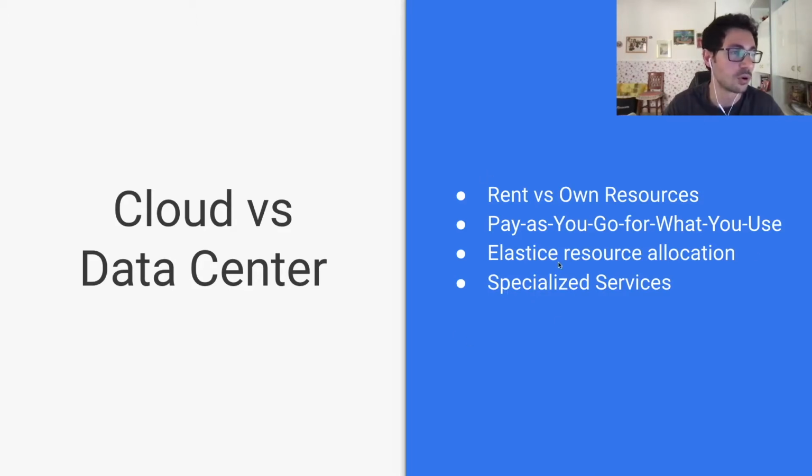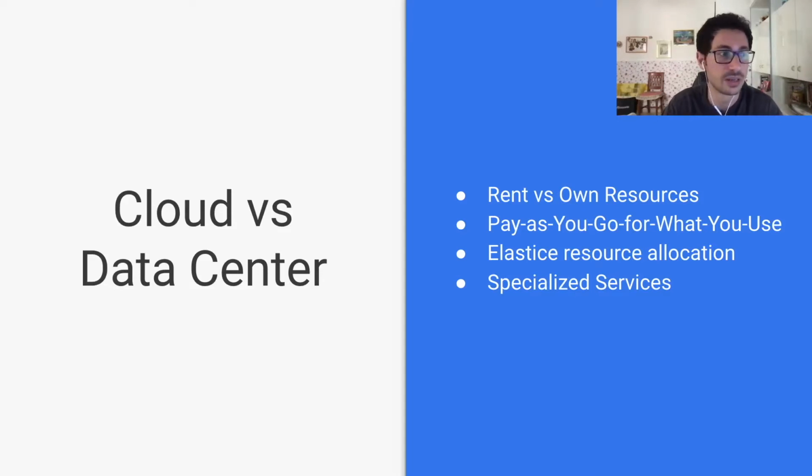There are 4 points that I put here. First point, actually the first 2 are very related, is rent versus own resources. When you own your own data center, of course you own the resources, right? But that's pretty hard to do if you're not a big company, because you need to invest a lot of money for the resources, and moreover you need to know how much you need to invest. Maybe you buy the things today but you want to use them in 5 years, so you need to know that in 5 years you will need, I don't know, 1000 servers or maybe 5000 servers. How do you know?